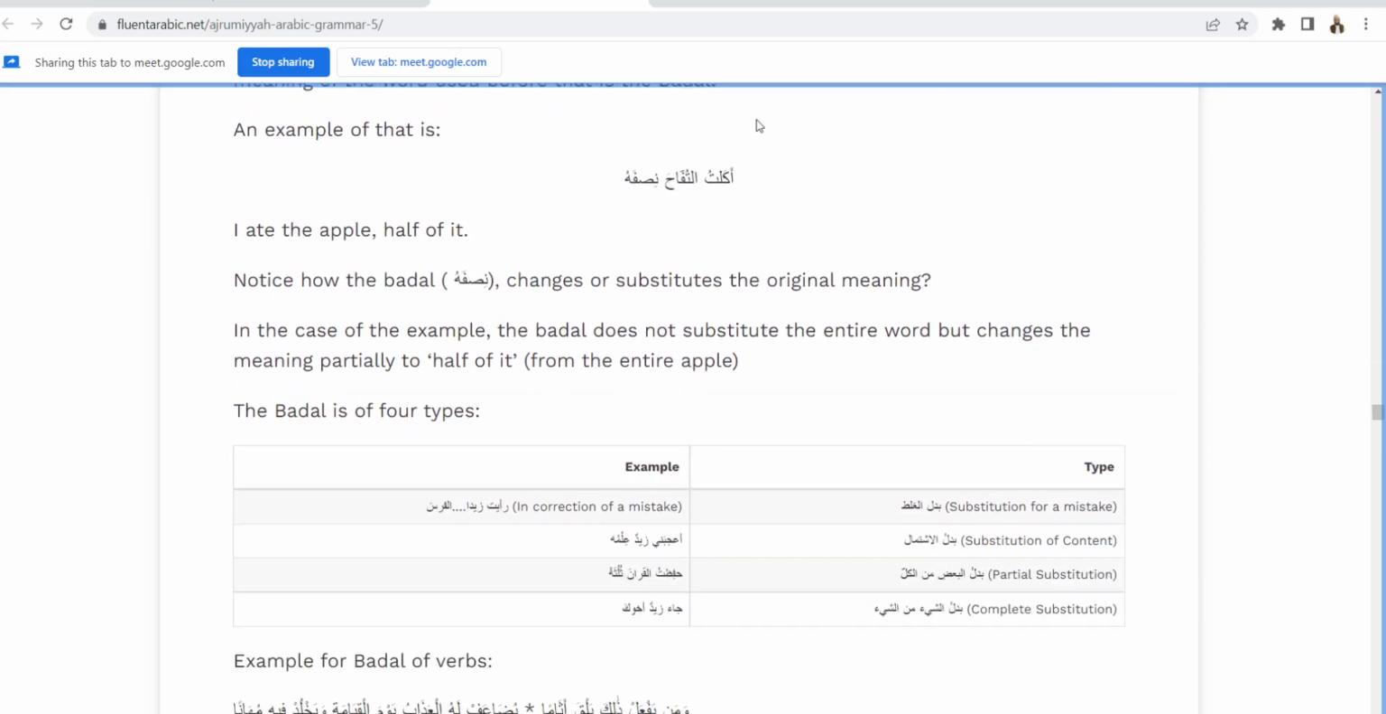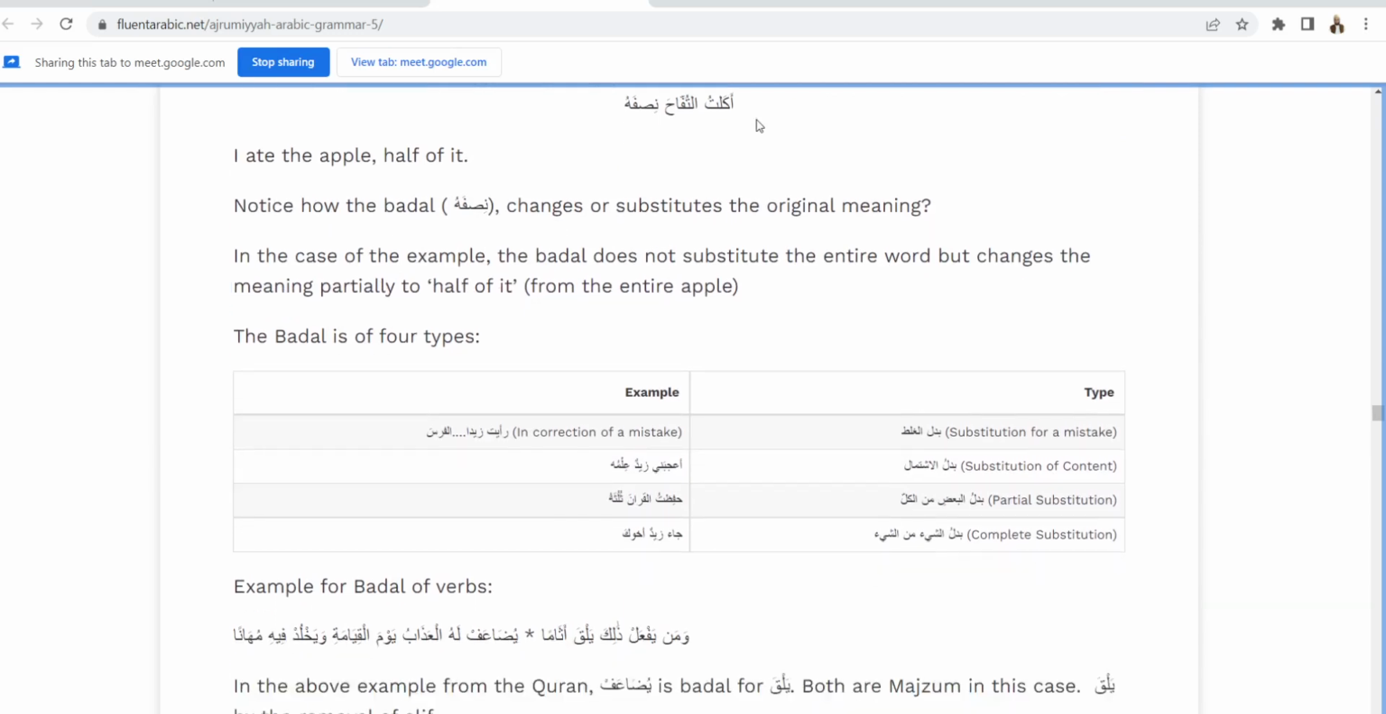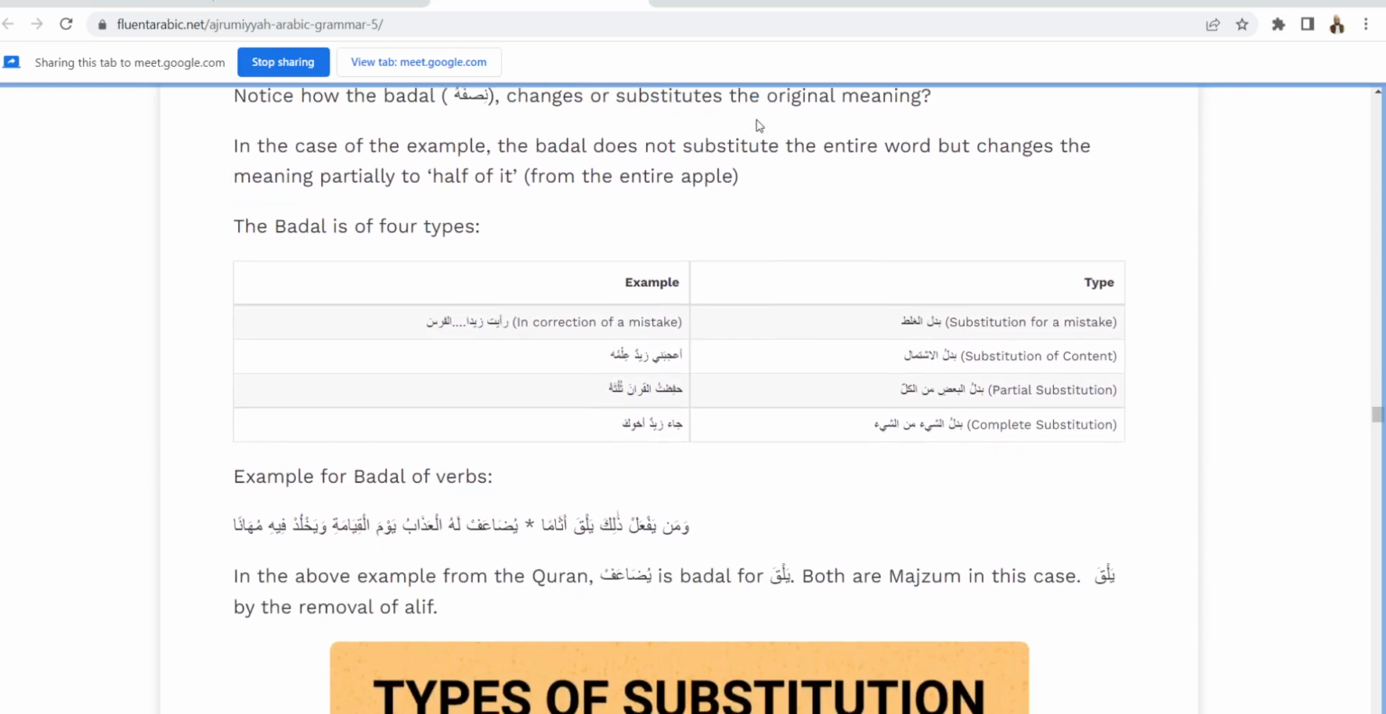Here are examples of the types of substitution, complete substitution from down up. We go. جاء زيد أخوك partial. حفظت القرآن الثلث. I memorized one third of the Quran. Substitution of content بدل اشتمال. أعجبني زيد علمه. اشتمال content because knowledge is the content of زيد.